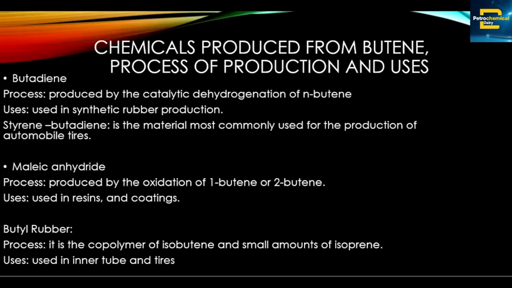So what is our butyl rubber? Another chemical produced from butene. It is produced by the copolymerization of isobutene and a small amount of isoprene. What is a copolymer? They are polymers that are composed of two or more different monomers. The butyl rubber is used in inner tubes and tires. If you look at the inside of our tire, you see the inner tube. That is our butyl rubber.